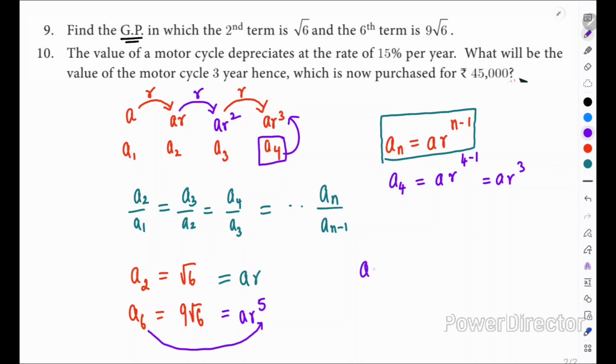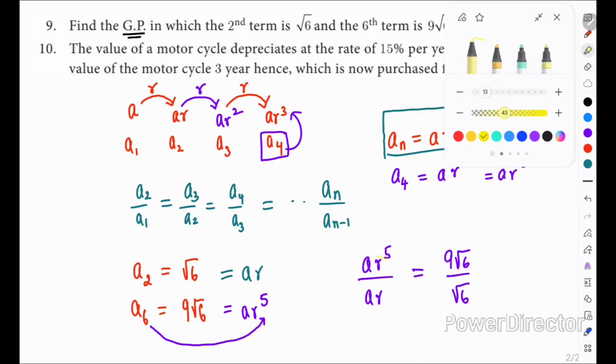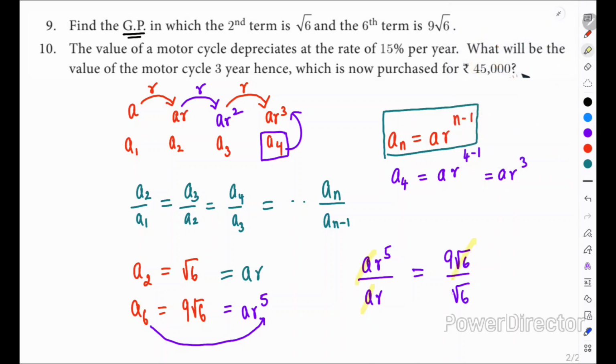So now consider AR power 5 divided by AR, which is nothing but 9 root 6 divided by root 6. Now the question is very simple. If you clearly observe, I can cancel A and A, and I can cancel root 6 and root 6. What I get is R power 4 is equal to 9. So what will be R? R is nothing but 9 power 1 by 4.